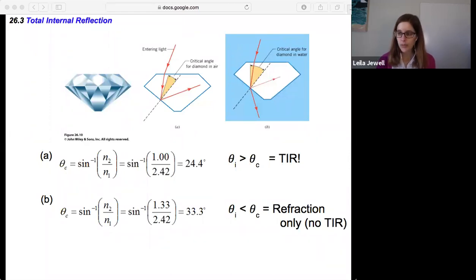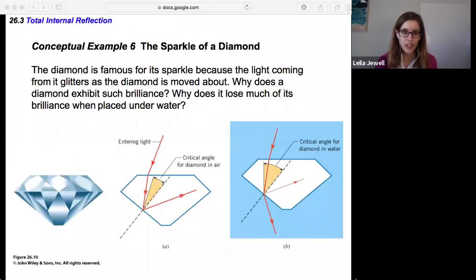This has important implications for diamonds and part of why diamonds are so valuable. So the diamond is famous for its sparkle because the light coming from it glitters as the diamond is moved about. Why does a diamond exhibit such brilliance? Why does it lose much of its brilliance when placed underwater?